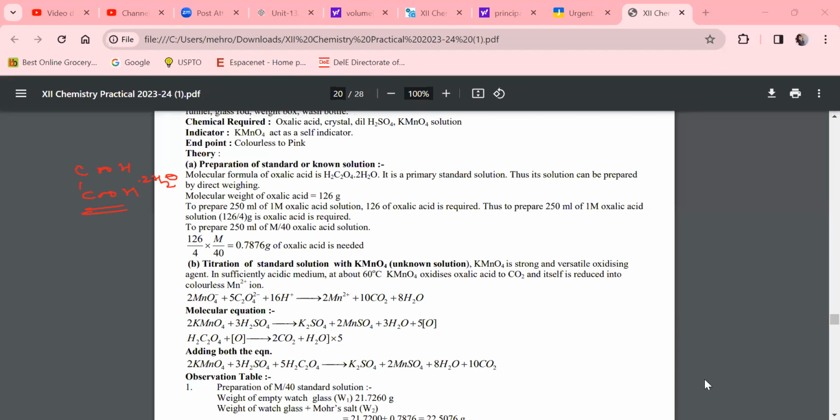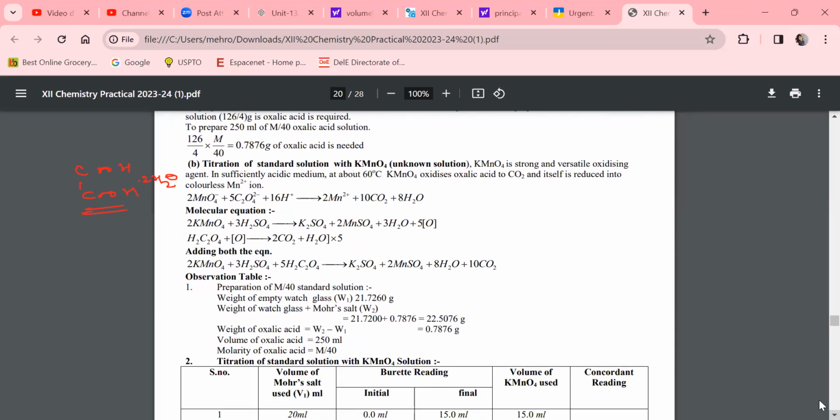And for the reaction portion, you should know how you can change the ions, what are the reactants and what are the products, what will be the changes in the ions. KMnO4 is a strong oxidizing agent. That's why we are not using any external indicator.